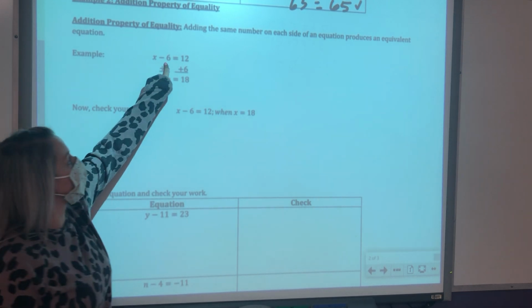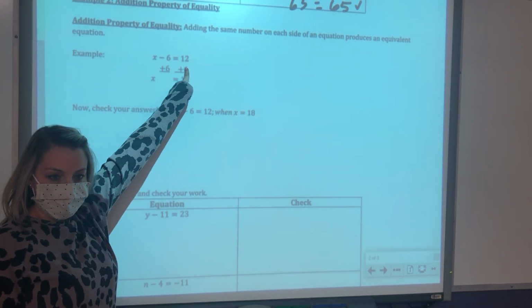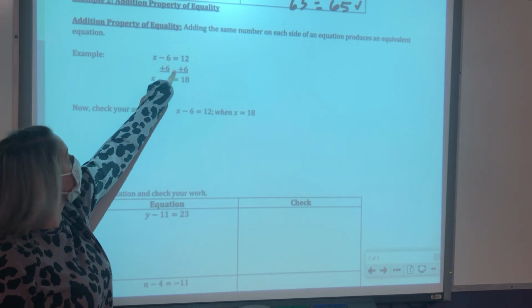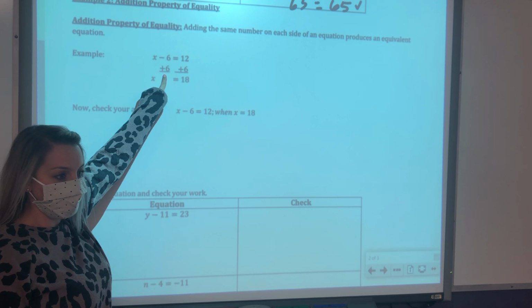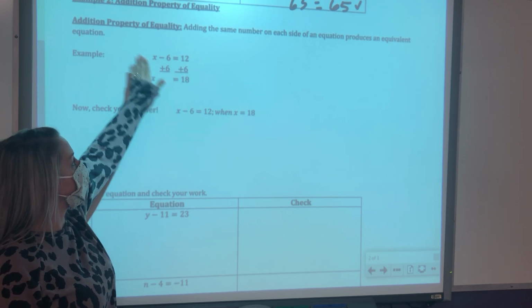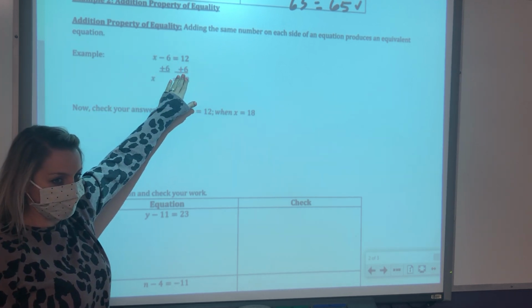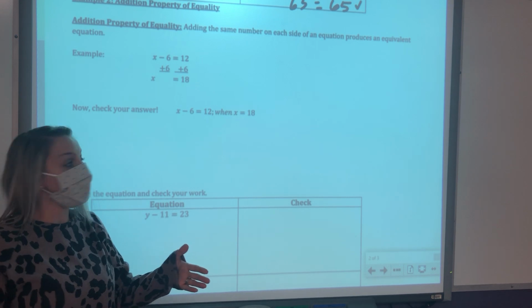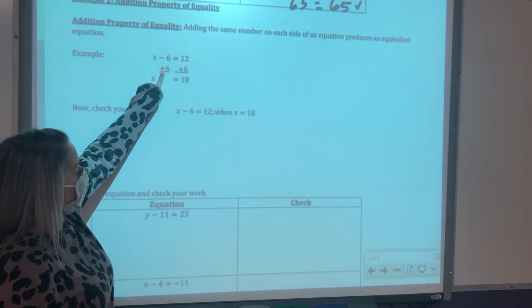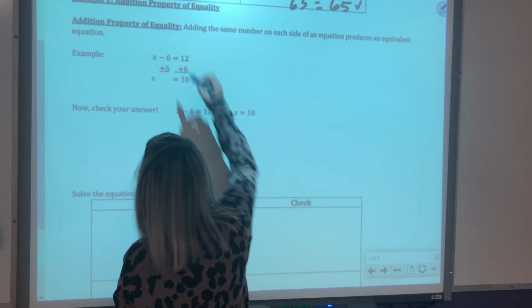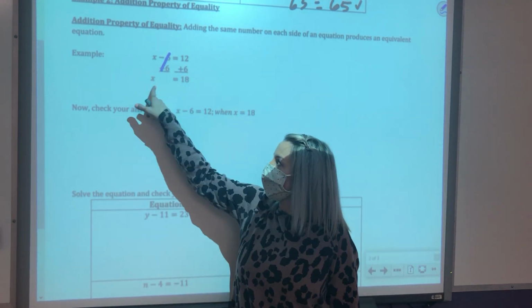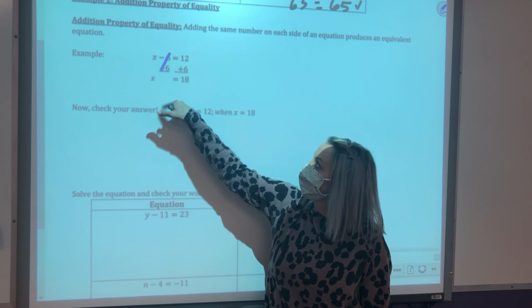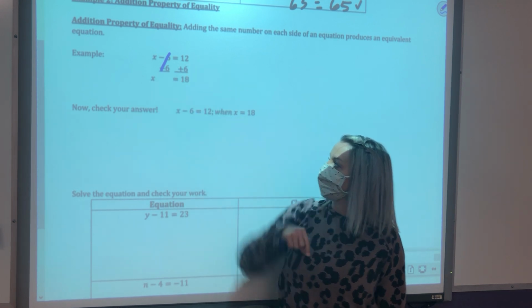So we've got x minus 6 equals 12. The inverse or opposite of minus 6 is adding 6. So I add 6 to the left and 6 to the right because I want my equation balanced. 6 minus 6, that's our 0. That's what we're looking for. We want that x to be all by itself. And then 12 plus 6 is 18.